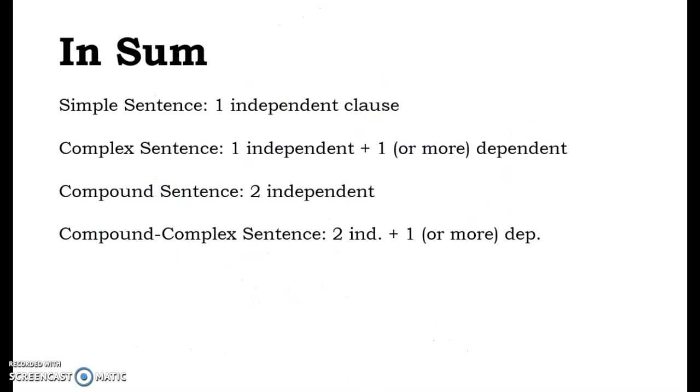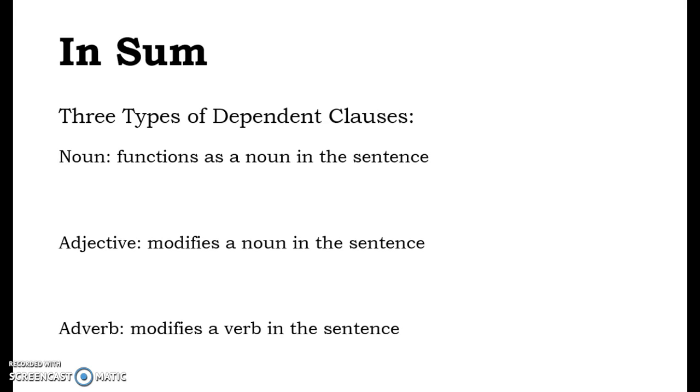To sum it all up, it's a lot. Simple sentence, one independent clause. Complex sentences, one independent plus one or more dependent. And then compound sentence, two independent. Compound complex, two independent plus one or more dependents. There are three types of dependent clauses: noun clauses, adjective clauses, and adverb clauses. And they function as, respectively, nouns, adjectives modifying nouns, and adverbs modifying verbs. So that's what we need to know for the next time, and be ready to diagram.